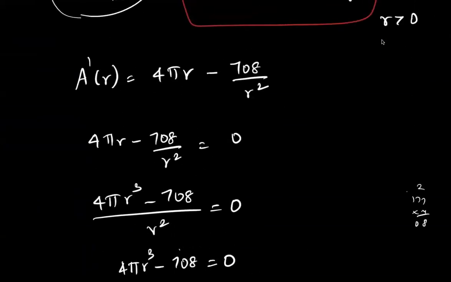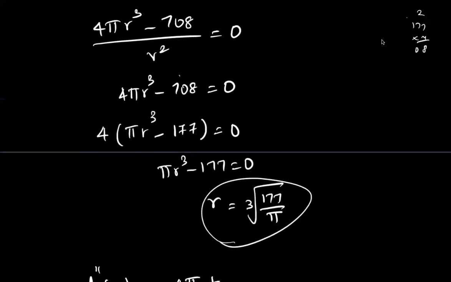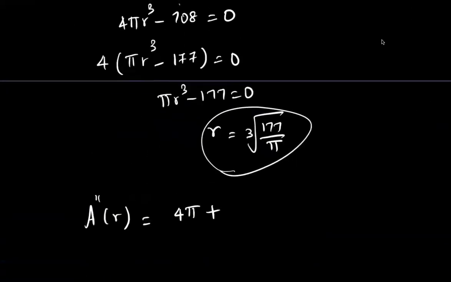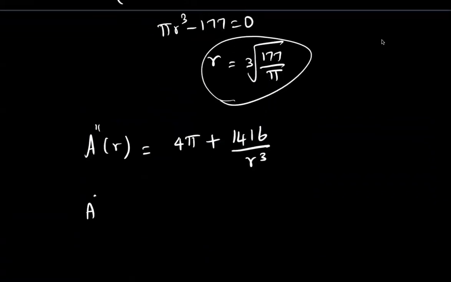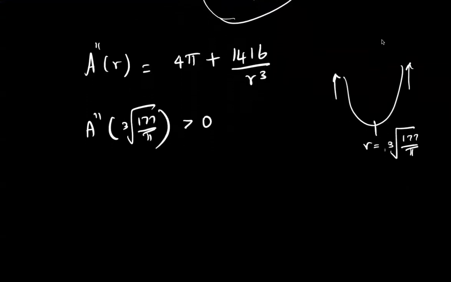So my second derivative is going to be 4 pi plus 2 times 708 will be what, 1416 over r cubed. Now the second derivative at the cubic root of this is going to be greater than 0. So we have a concave up with this r as our critical value. So therefore, this is going to be my local minimum and two ends going up. Therefore, it is also the absolute minimum.